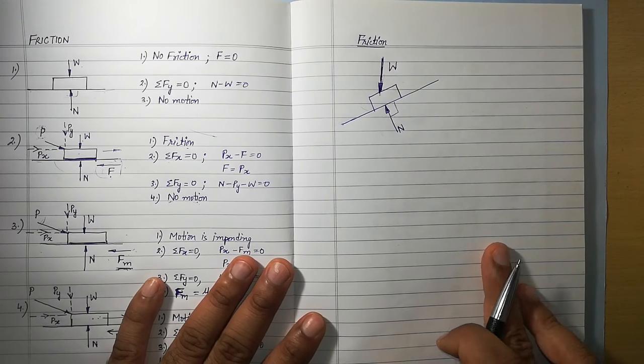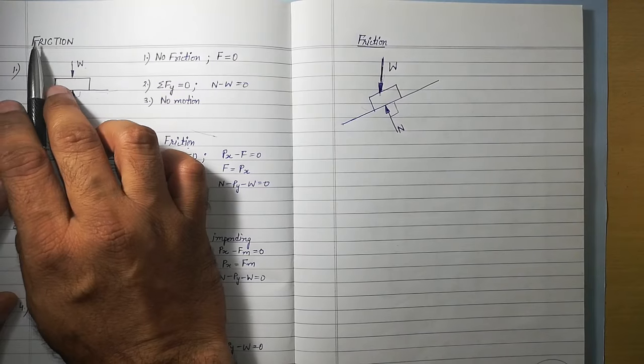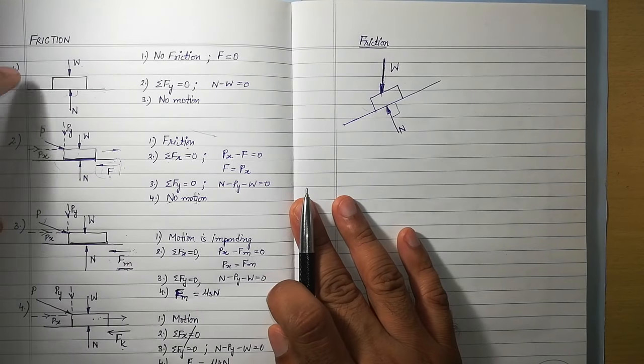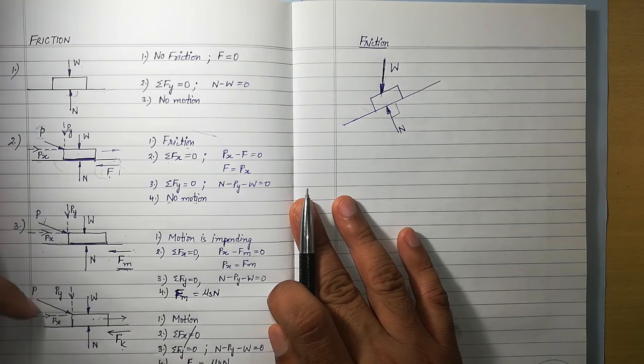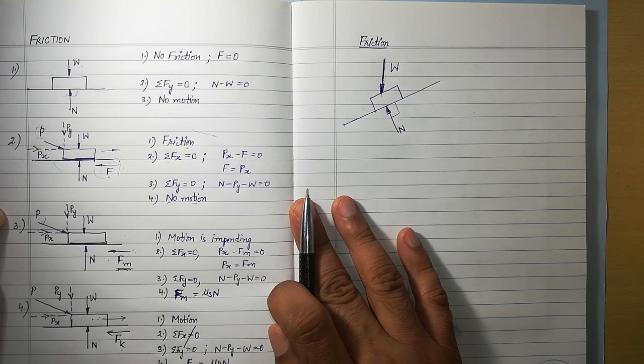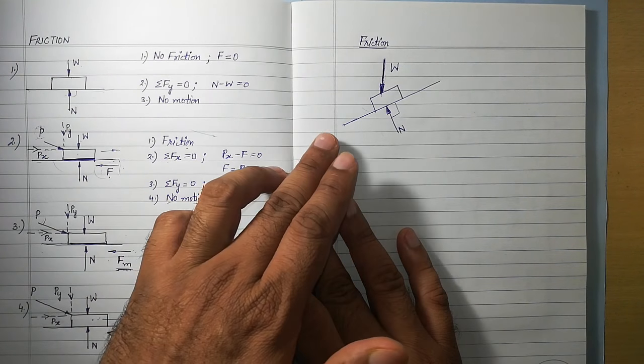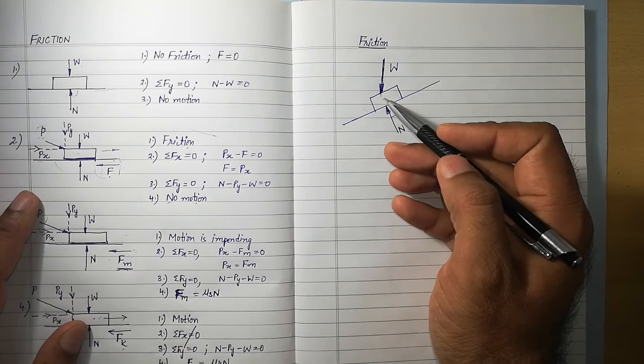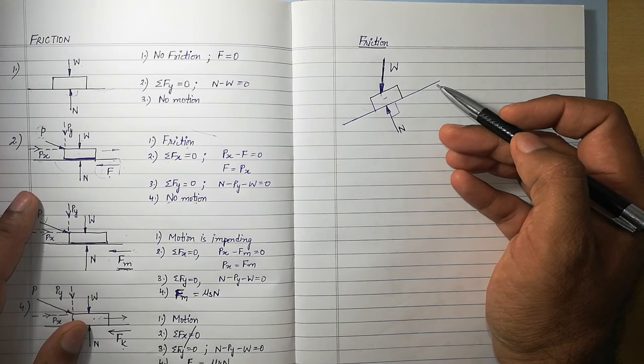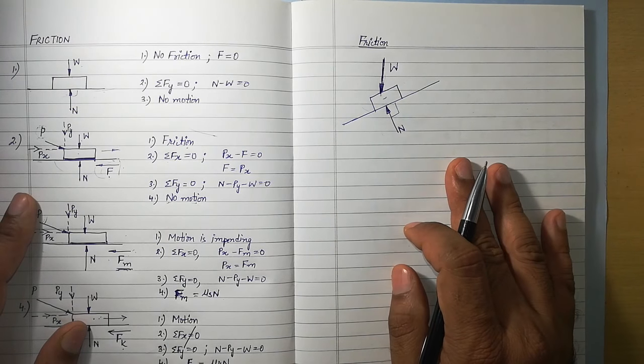Hello students, I hope you have watched the previous video on friction in which I have explained the four cases of friction, and we have learned the various stages of friction. And I want to explain the same concept by considering this example as well, in which a body is placed on an inclined surface. This video is very important.